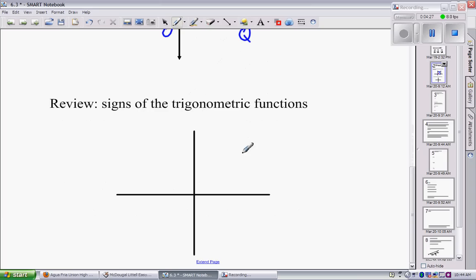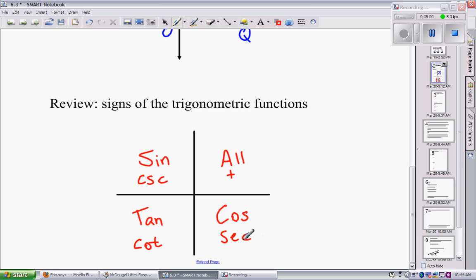As a review from last chapter, the signs of trigonometric functions: all students take calculus. All are positive in the first quadrant. The sine and the cosecant are positive in the second quadrant. Tangent and cotangent are positive in the third quadrant, and cosine and secant are positive in the fourth quadrant.